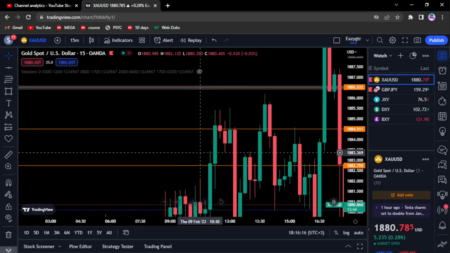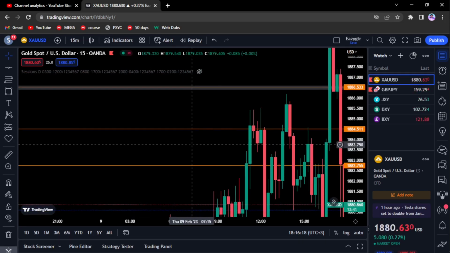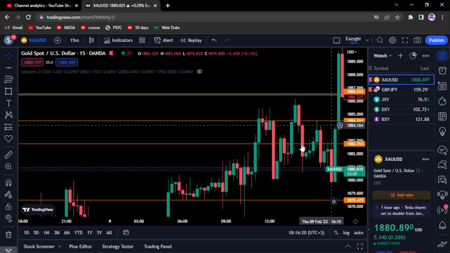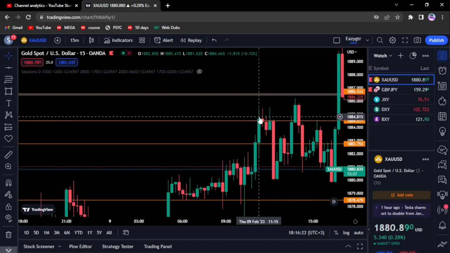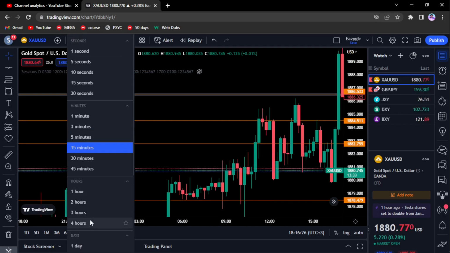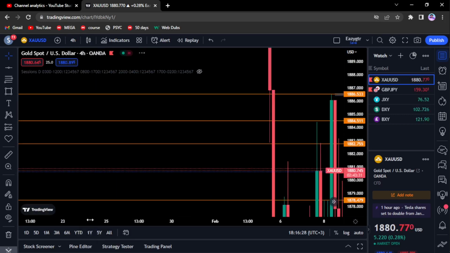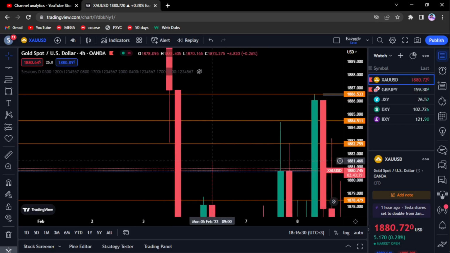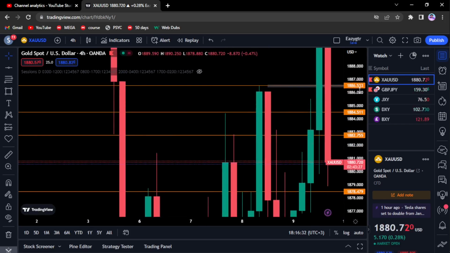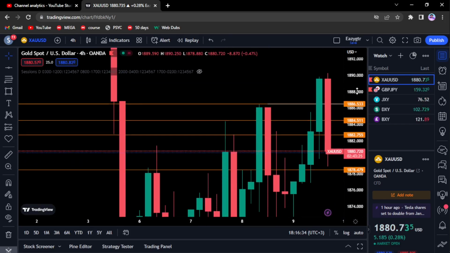Okay, so we were expecting price to hit this level and move back down. And why is that? If you can look at the 4 hours, I talked about this on the previous section, just the last video about trading the trend.